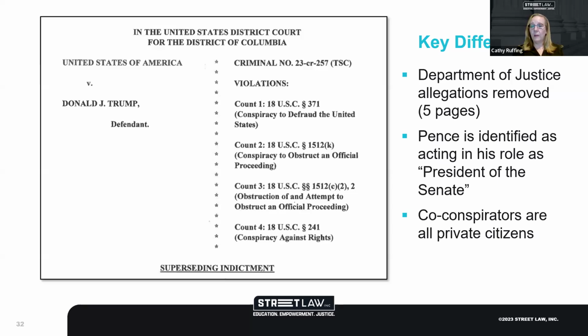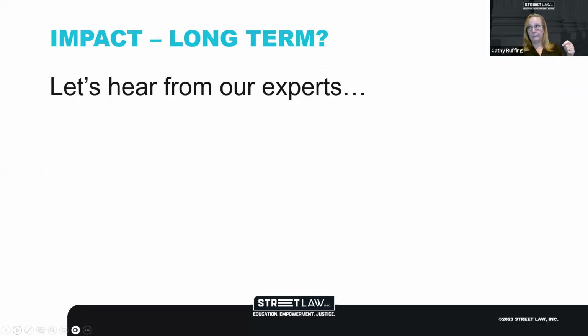Vice President Pence is mentioned specifically in his role as president of the Senate, maybe to distance it from his role as vice president. And that might be important. I'll let Kim and Gregg weigh in. And then all of the co-conspirators are now private citizens. In the original indictment, one of the co-conspirators was a DOJ employee.